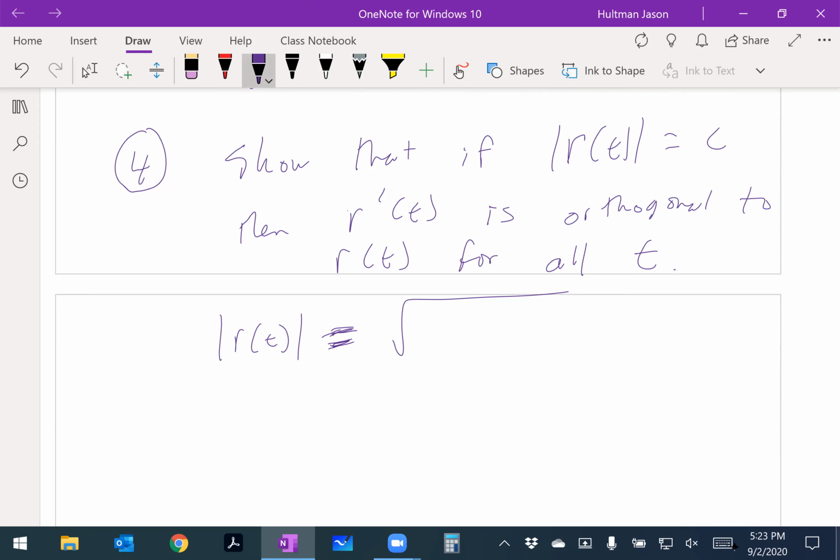I could rewrite this in terms of x, y, and z, right? Does that make sense? Square root x squared plus y squared plus z squared. Yeah, exactly. Okay, you could think of this as x of t squared, y of t squared, z of t squared if you really wanted to. Okay, but we're saying that the magnitude of this thing had to be equal to a constant. So these can't be functions. Does that make sense?